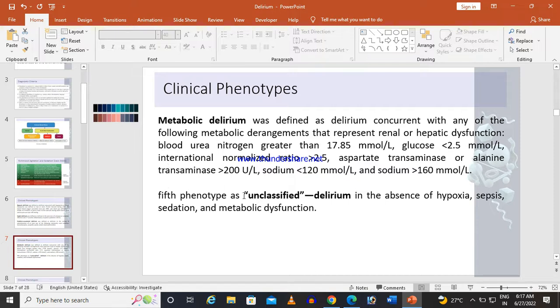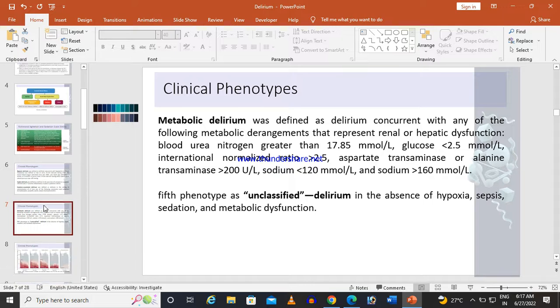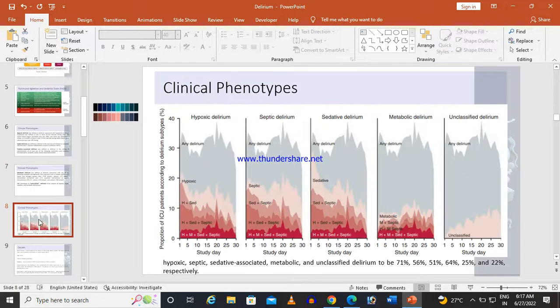The reasons for some deliriums are unknown. That means it is in the absence of hypoxia, sepsis, sedation, and metabolic dysfunction. This is not due to those, but some other reason which is not known, and that is treated as unclassified. So this is a graphical representation, in percentage.